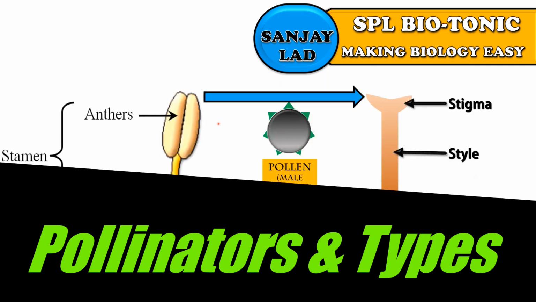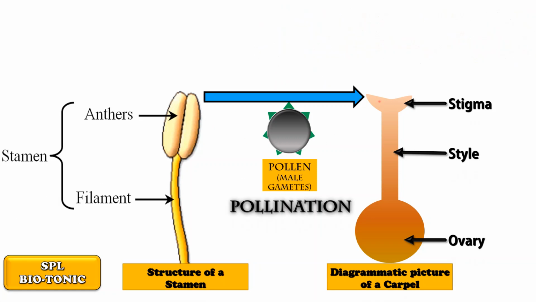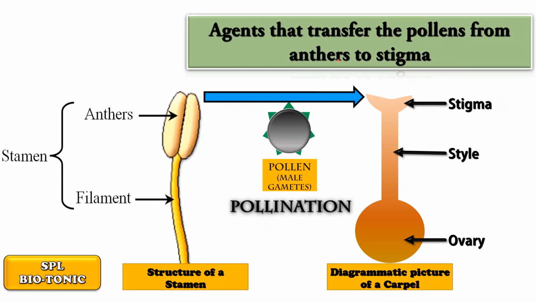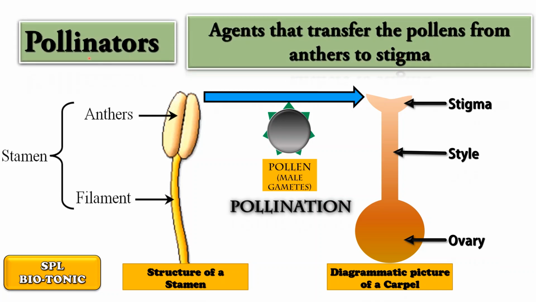Students, in the last video we talked about the process of pollination. It is a transfer of pollens from anther to the stigma. Here, pollens are transferred from anther to the stigma by some agents. These agents are called pollinators. So in this video, we will discuss the pollinators and their types in detail.